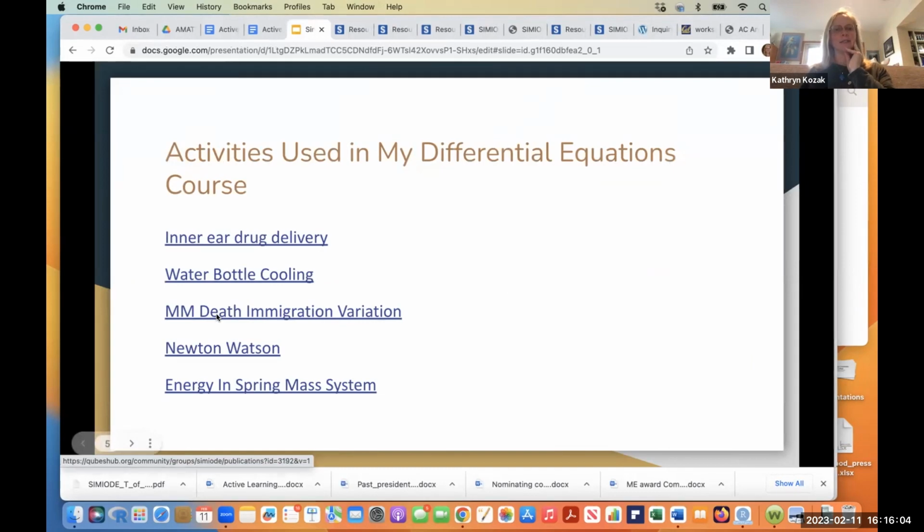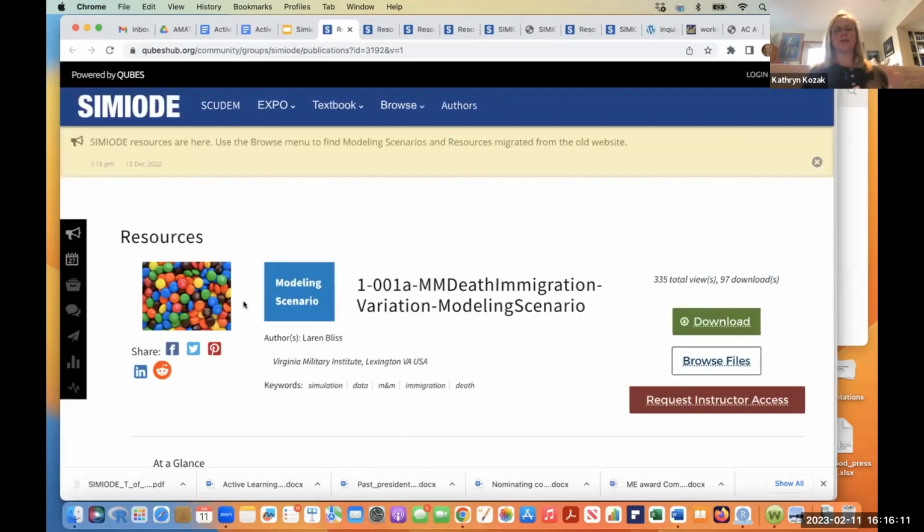Another one that I really love, and this is actually one that Brian always tells me he starts with, is the M&M death one. And I modify it a little bit for my class. I do this one when I'm done with what is a model, as my summary of putting it all together and having them work together through this.